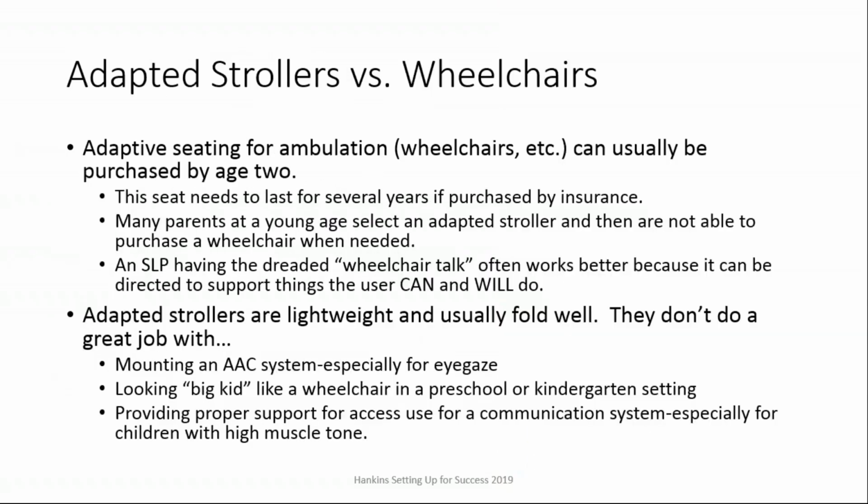A lot of families talk about wanting an adapted stroller early on. Adapted seating for ambulation, like a wheelchair, can usually, at least in the state of Alabama, be purchased by age 2. And I'm in Alabama. But the seat has to last for several years if you purchase it through your insurance. And so some parents, because they're not ready, and rightfully so, to get a true wheelchair, choose an adapted stroller.